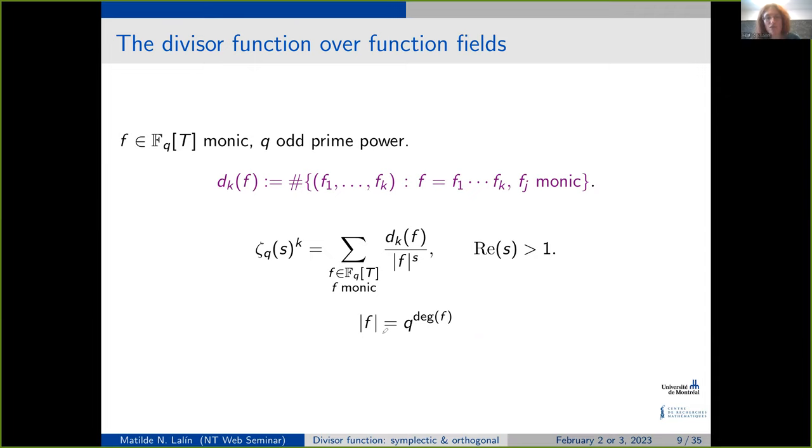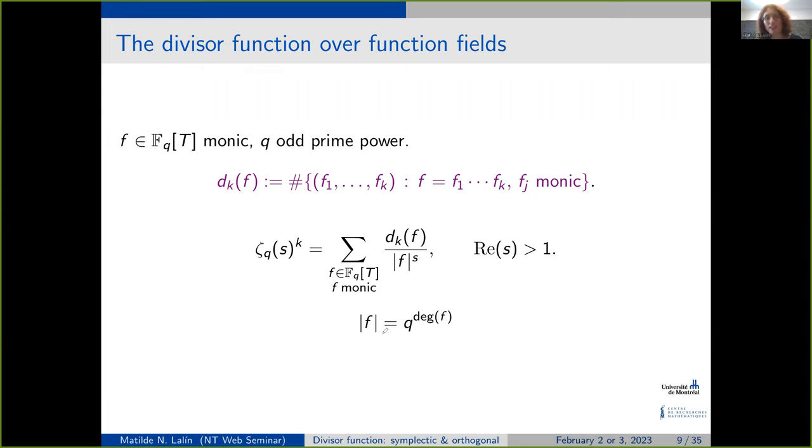Okay, so what's the analogous problem over function fields? Well, if we have F a monic polynomial with coefficients over F_q, q an odd prime power (2 is not a prime in this talk), then we consider d_k of F, defined analogously over the monic polynomials as the number of ways of writing F as a product of k monic polynomials.